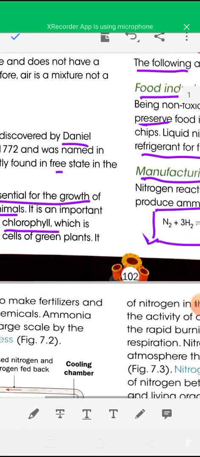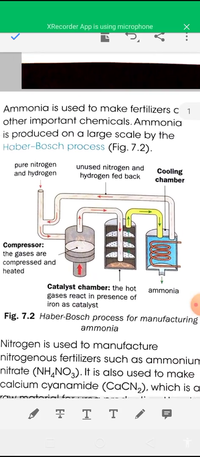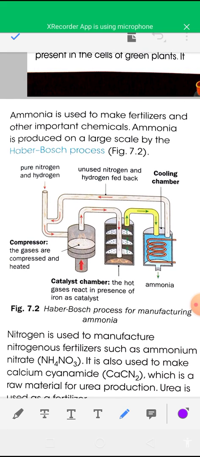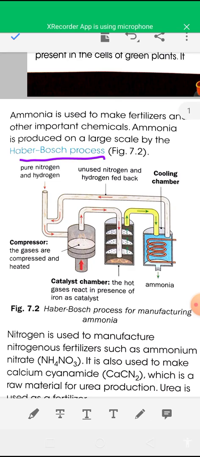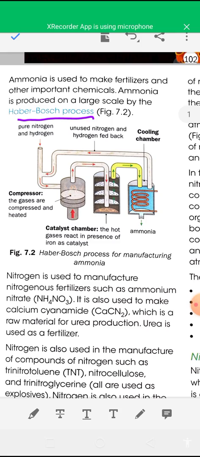So for the preparation of ammonia, nitrogen is required. This process, preparation of ammonia from nitrogen and hydrogen, is known as the Haber-Bosch process. Using this process, you can prepare ammonia on a large scale. A detailed description of the Haber-Bosch process is not required.